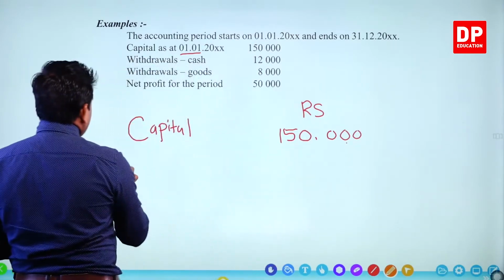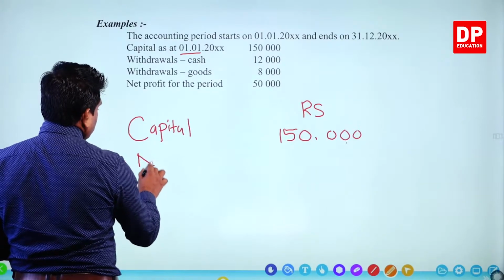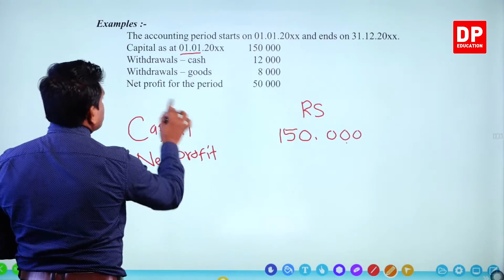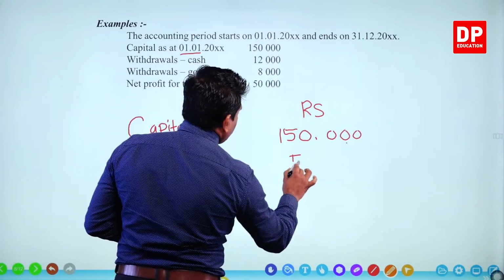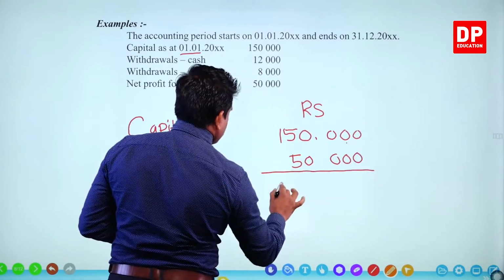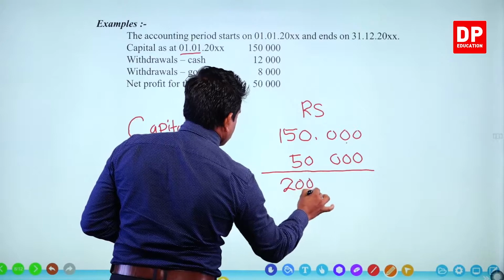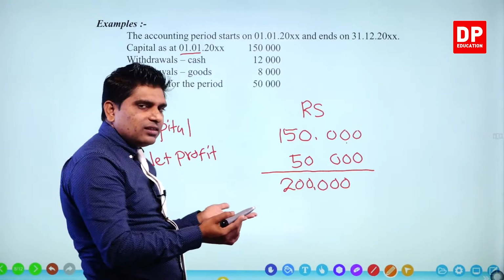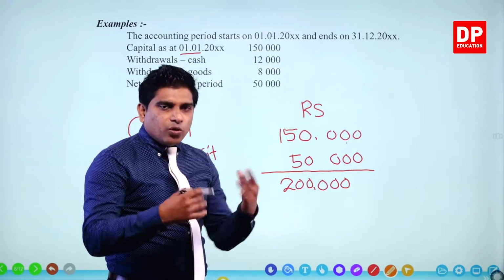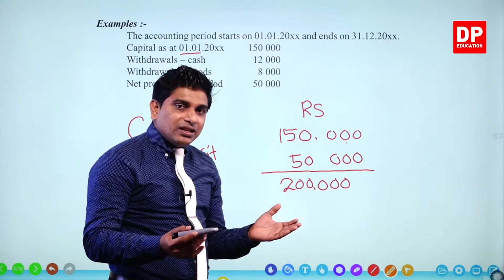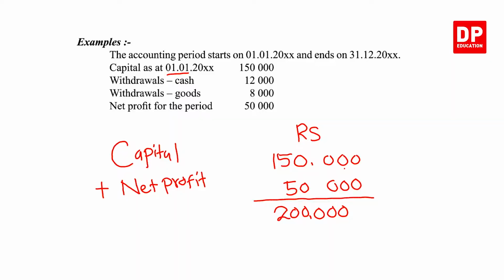Then during the year you earned net profit how much? 50,000. Now tell me, your equity increased by 50,000. Your total capital, total equity, is 200,000. Okay. There are two withdrawals, cash withdrawal and goods withdrawal, but both are withdrawals, no? So we call it drawings. As a result of drawings, your equity decreases.